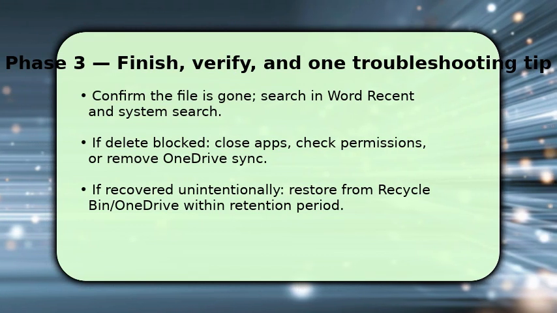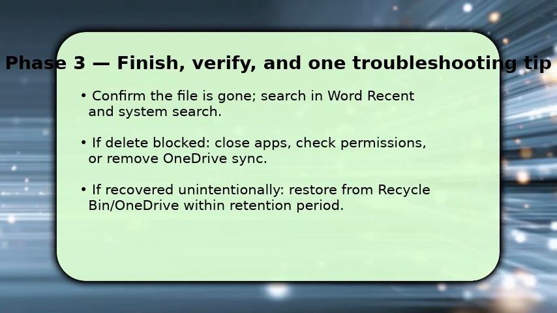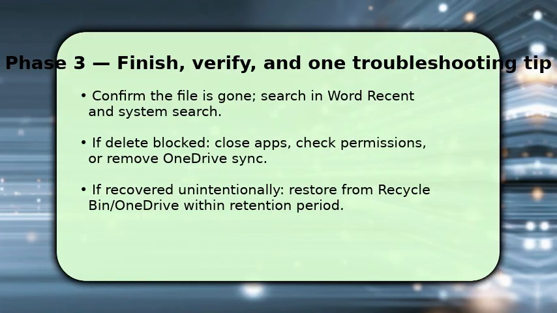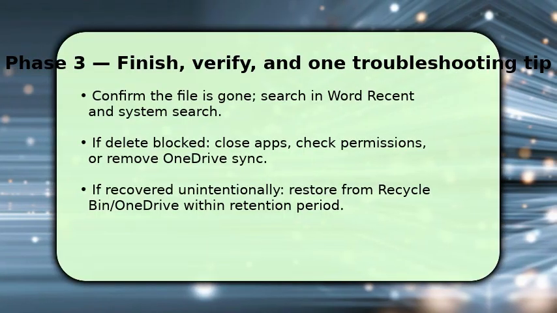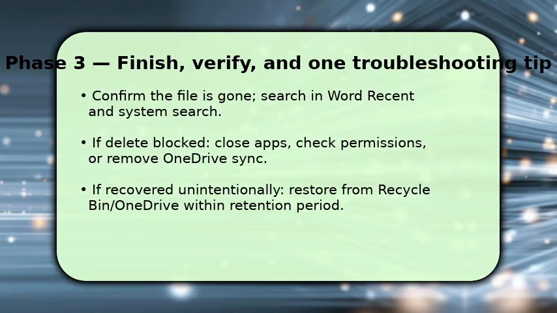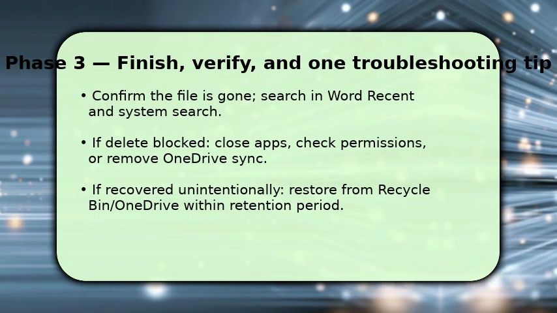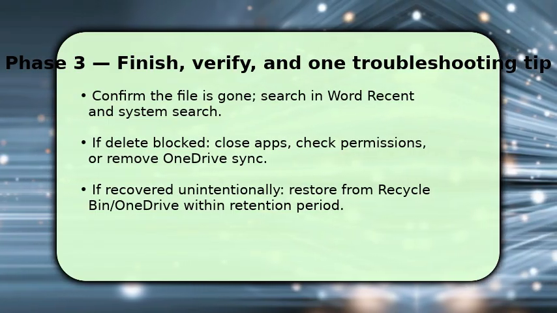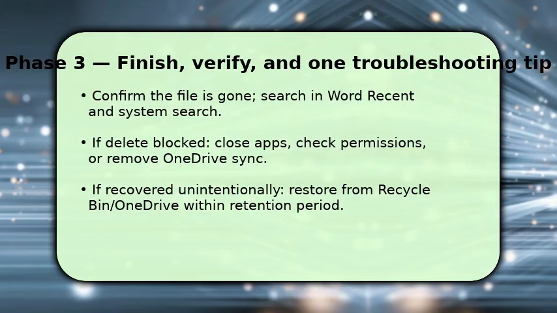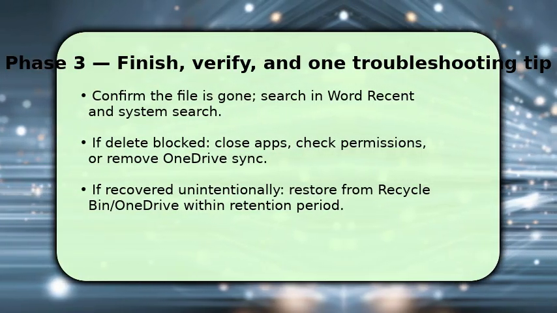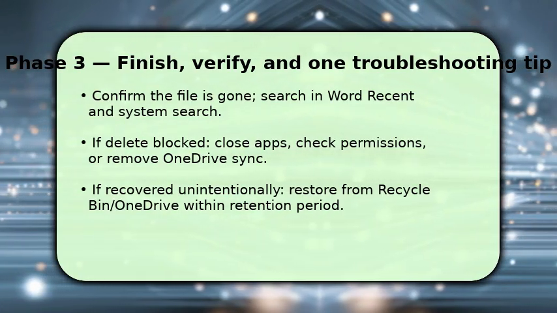That verifies deletion. If Windows or Word blocks deletion, close apps that may lock the file, check folder permissions, or temporarily disable OneDrive Sync and try again. If you accidentally deleted the wrong file, restore it quickly from the Recycle Bin or OneDrive's Recycle Bin while retention is active. And if problems persist, restart your computer. That often releases file locks.